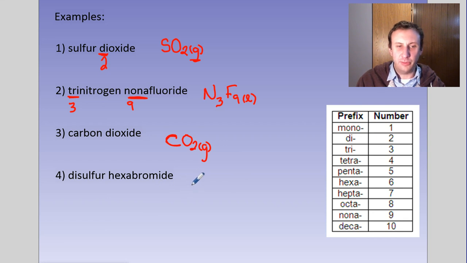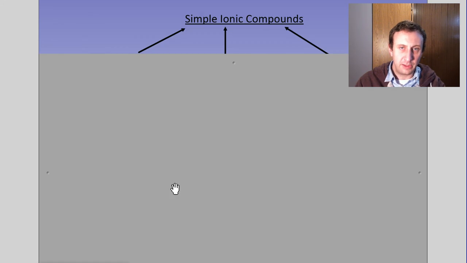Disulfur hexabromide. So di means I have 2, so I have S2. And then hexabromide, I've got Br, and then 6. I get to pick a state. Let's make this one a solid just for kicks. We haven't done a solid yet. All right, so now we got a solid on there, and we're all done. That is writing formulas from names. You just look at the prefixes, and that tells you how many you have.